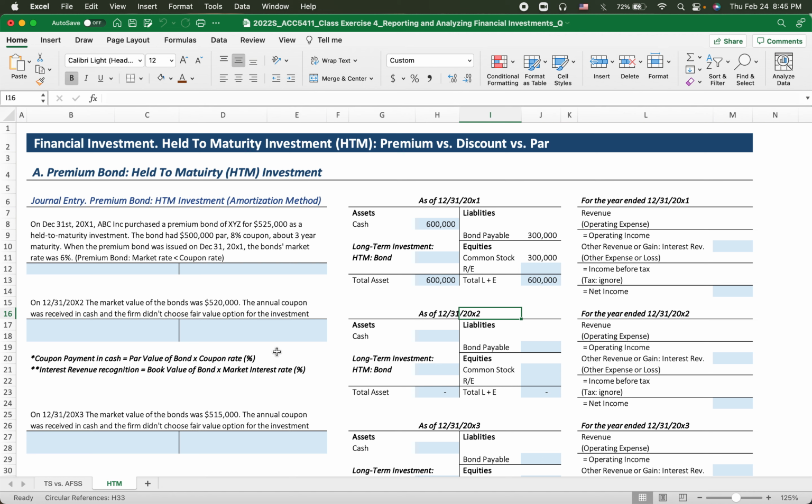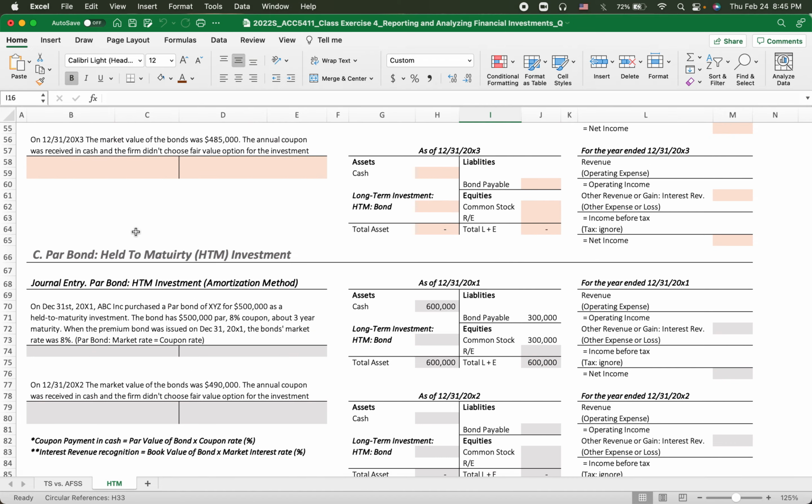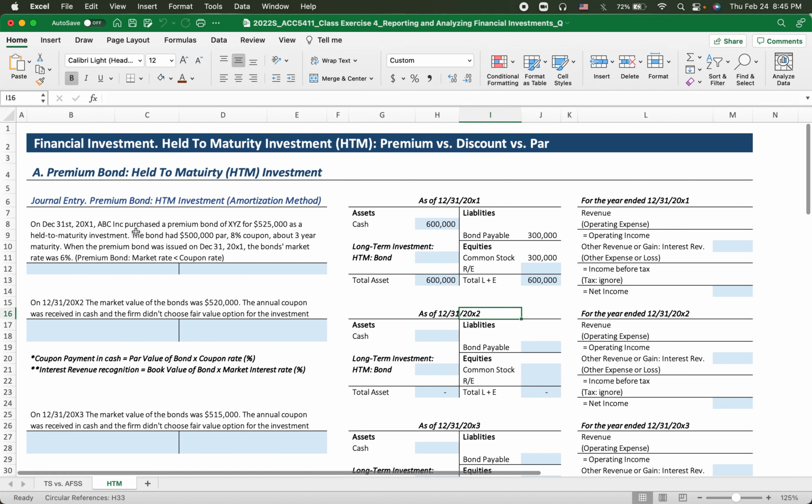Hello student, in this video clip I will practice how to record and how to report the held to maturity investment with the example of the bonds. As we already discussed during the class, we have three types of bond: the premium bond, the discount bond, and the par bond. So the held to maturity investment in the bond investment, we assume we hold this bond until the maturity. That's why we say held to maturity investment.